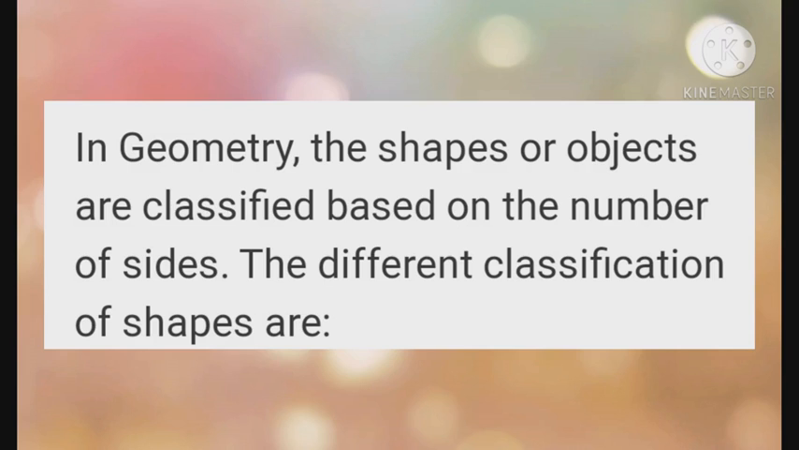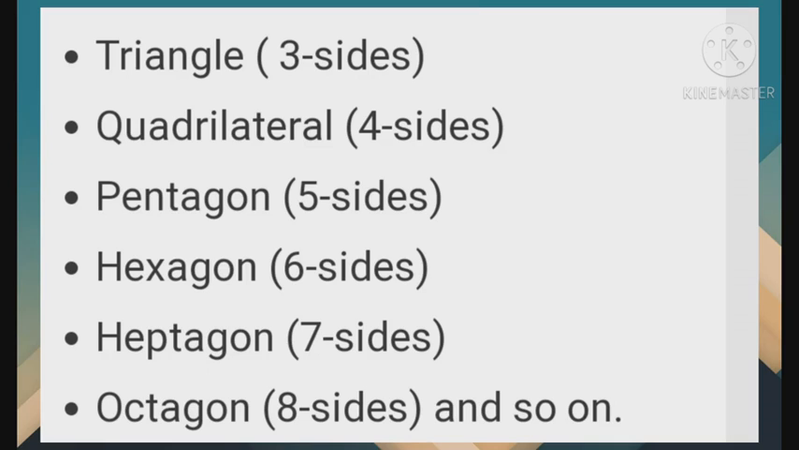That means the number of sides decides the name of that figure or object. If the figure has two sides, it's an angle; three sides, triangle; four sides, quadrilateral; five sides, pentagon; six sides, hexagon; seven sides, heptagon; and eight sides, octagon, and so on. That means the shape of the figure can be determined with the help of the sides, by counting the number of sides.